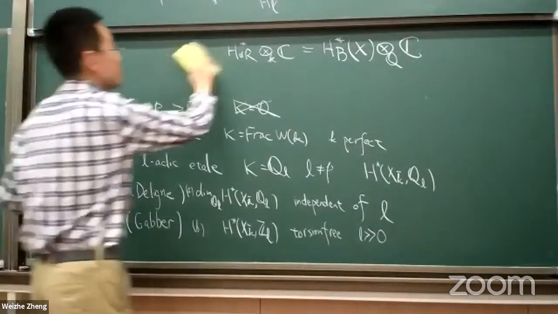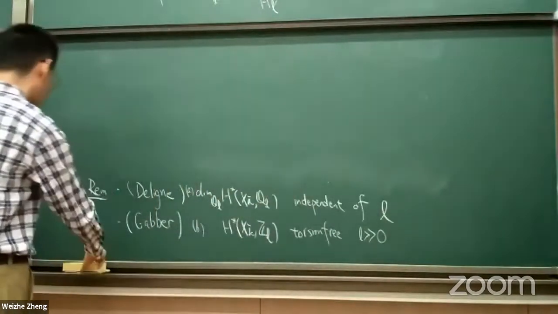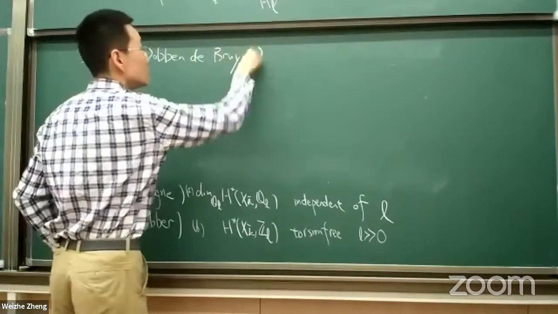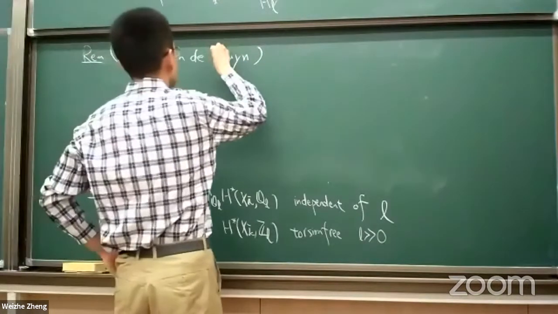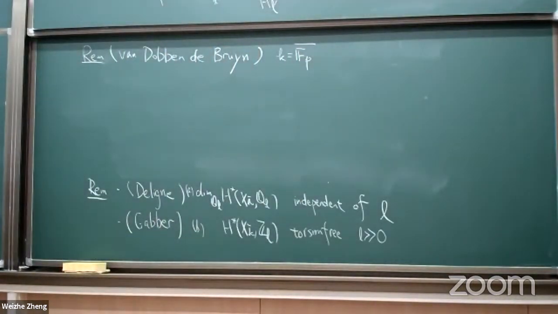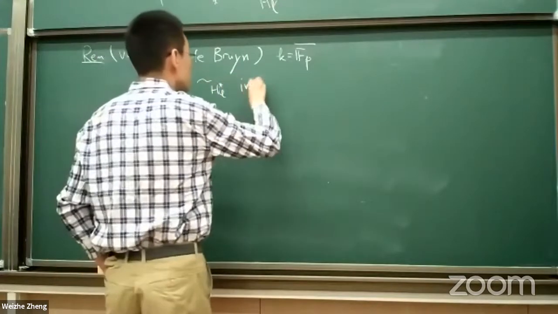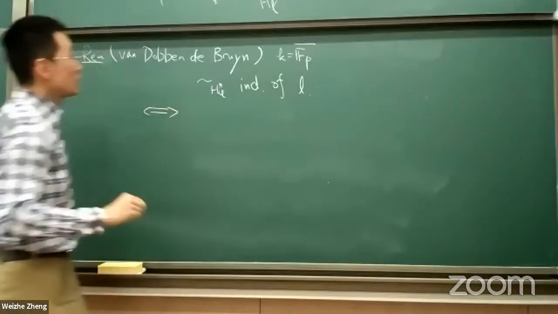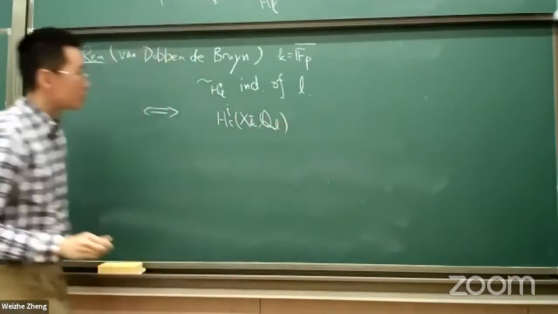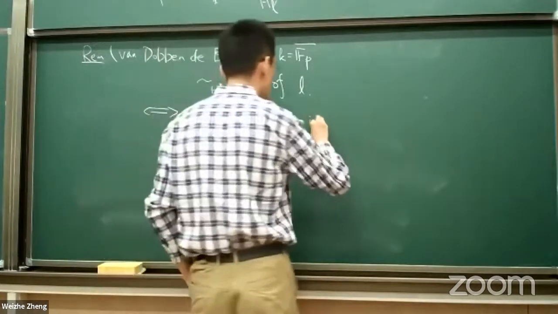Now, this is related to this independence of Betti numbers A here in the following way. So there's a result involving the ring, at least in the case where K is the closure of F_p, and he showed that this is independent of l if and only if the compactly supported cohomology with Q_l coefficients have Betti numbers independent of l.